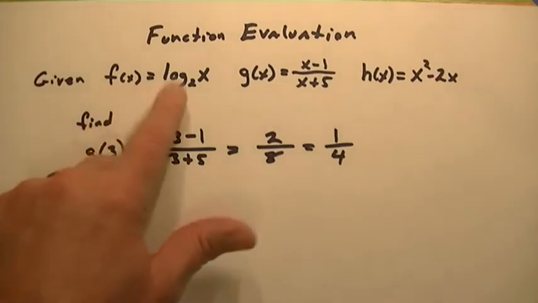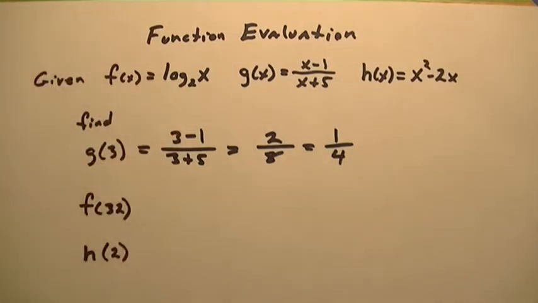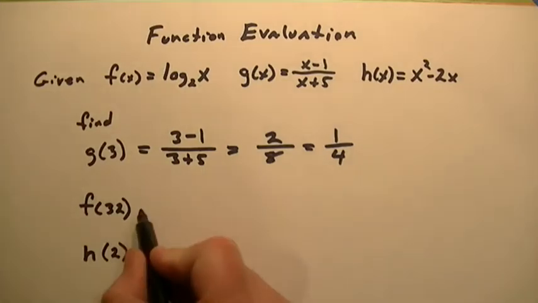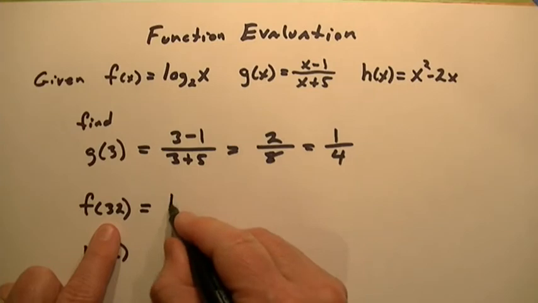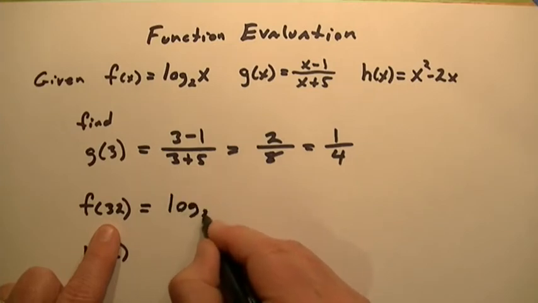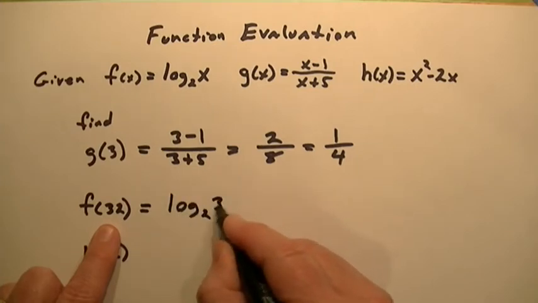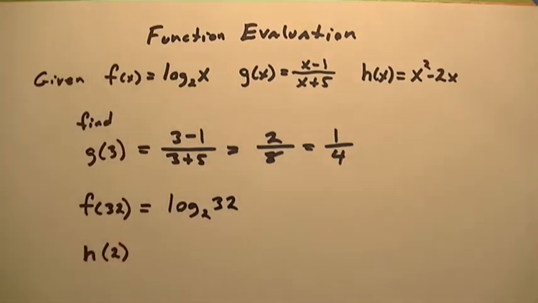Okay, f is a log function. A couple different ways we can do this. So let's first just do the substitution. It's asking for the log base 2 of 32. Now, the easiest way to do this is to simply recognize that 32 is a power of 2, and you can figure that out in your head: what exponent to put on 2 to get to 32. Should be a 5.